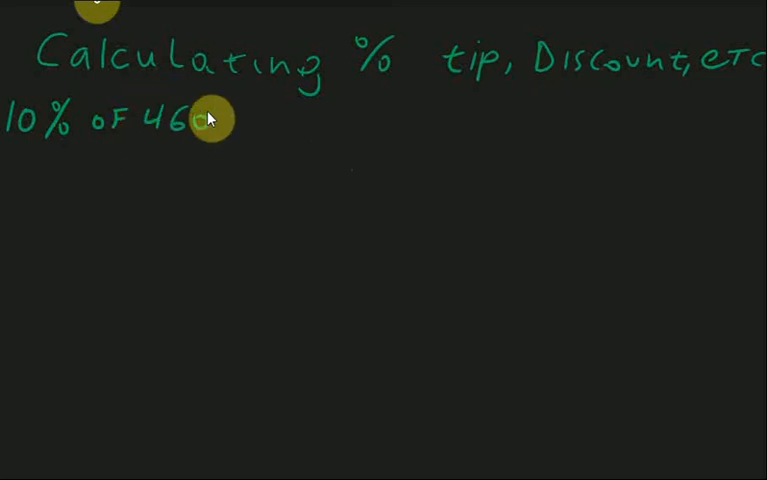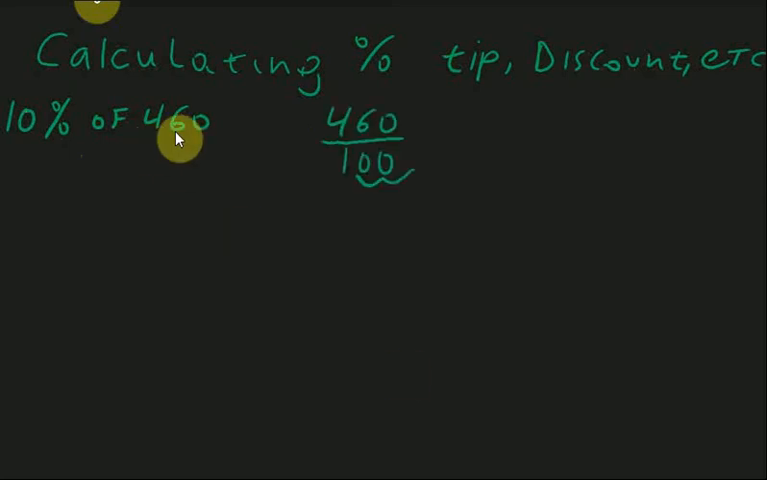So 460 plus what you calculate for the 10%. What about if you went to the store and you wanna buy stuff? Then it's going to be a discount. Discount means you're subtracting. Tip you add. So it depends what the question is. So find 10% of 460. How much is 10% of 460, let's say.